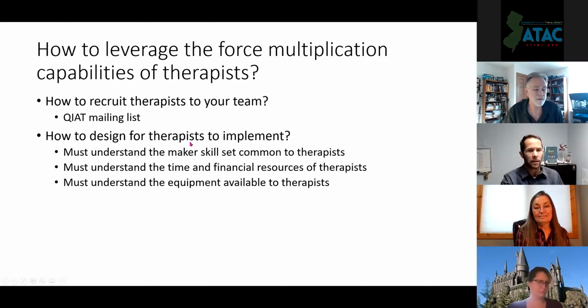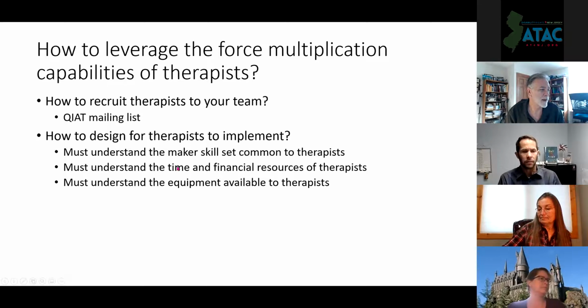How do you design for therapists to implement? Well, first of all, you have to understand what kind of maker skill is common to therapists. And this is a pointer back to why we were talking about this at all last month. You have to understand also the time and financial resources available for therapists. If you're going to design something that's going to cost a significant amount of money just to implement the first time, therapists, they got to get that money from somewhere. It's probably not from their wallets, given how much they're paid.